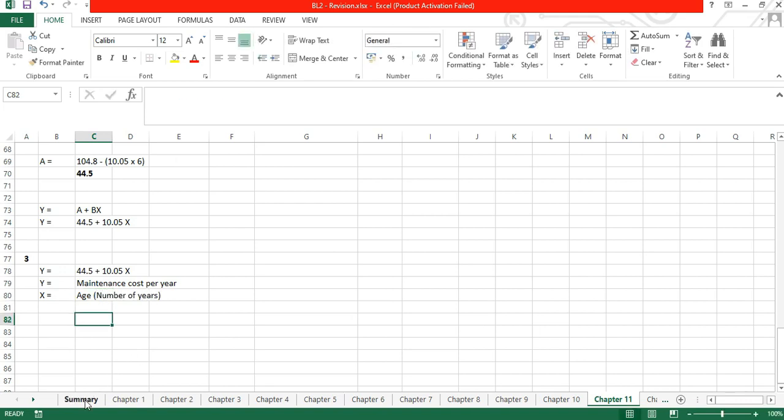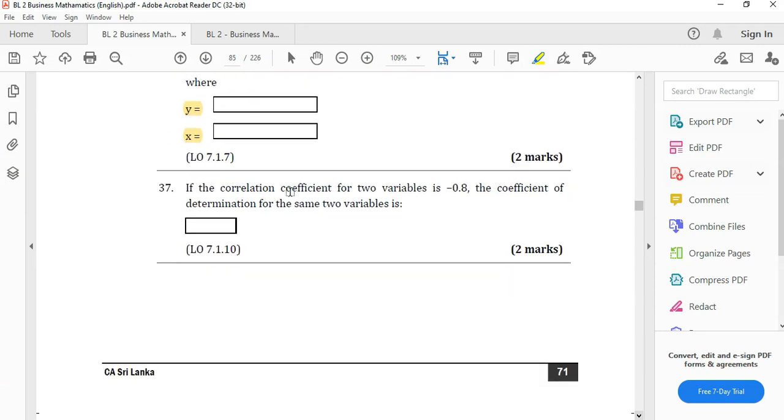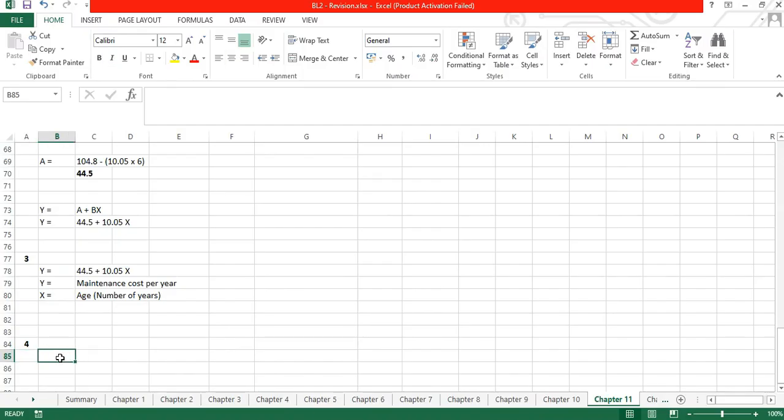Right? Fine. Then let's see question number 37. If the correlation coefficient for two variables is minus 0.8, what is the coefficient of determination for the same two variables? I told you previously, correlation coefficient is simply R. Coefficient of determination is R to the power 2.